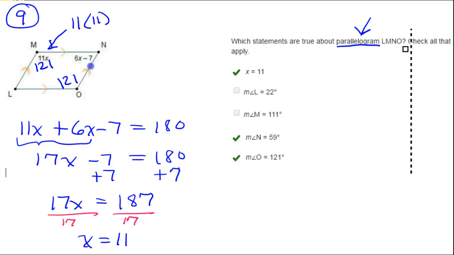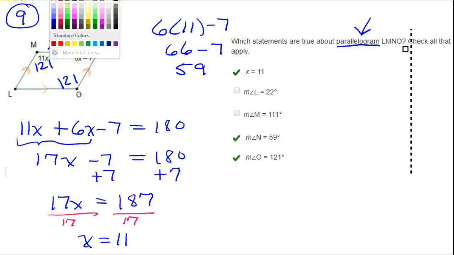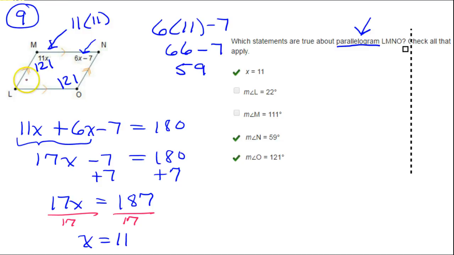Right now I could subtract from 180 to find the other angle, or I could plug in 11. Either way. So I could do 6 times 11 minus 7. So that's 66 minus 7, so that's 59. I also could have subtracted 121 from 180. Either way, I now know that these angles are 59.